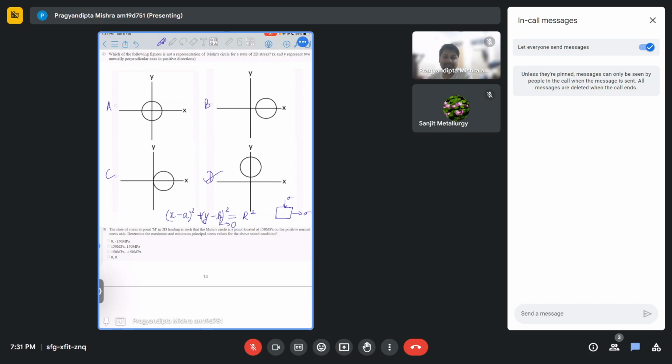What would happen in that case? Your one sigma will lie here, one will lie here. Both are exactly the same values, right? Yes sir. And then when you draw the circle, what will you get? You will get exactly this circle only for this state of stress, the one which I have drawn here at the bottom. If you draw the Mohr circle, what will you get?